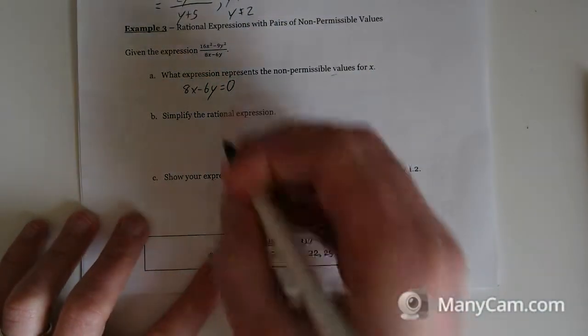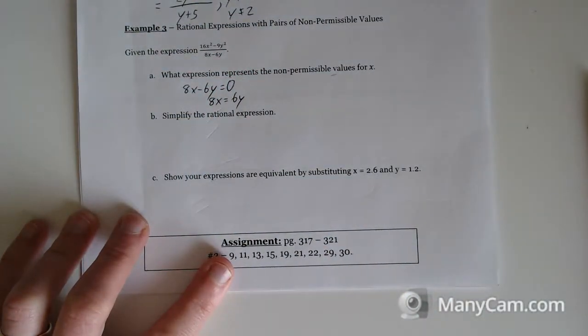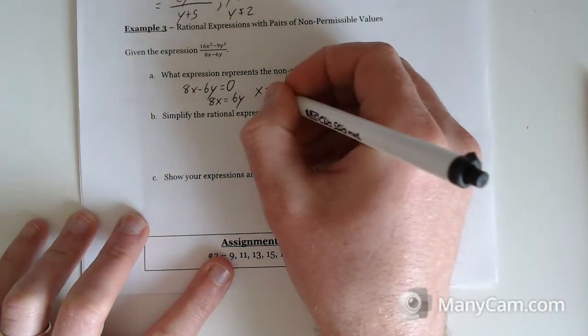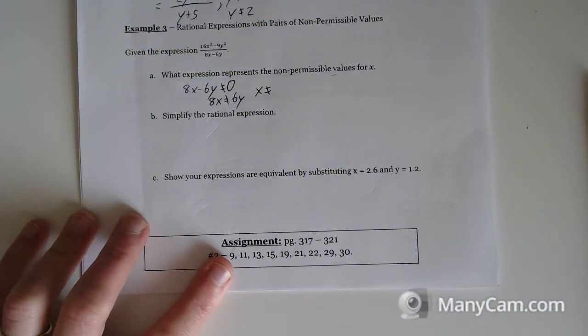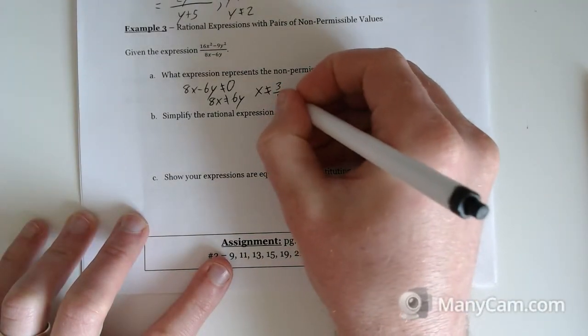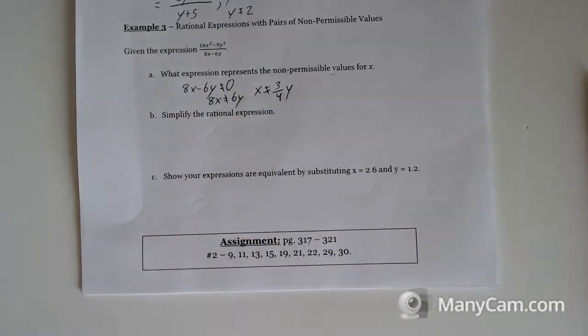So this says 8x cannot equal 6y, which means x cannot equal, not allowed, I should say that. Usually I add that at the end. 6 divided by 8, which is 3 over 4. So 3/4 of y. If x is 3/4 of the value of y, then this equation will break. So this is because there's two different variables now. This is less common, but it is something you should be able to do.